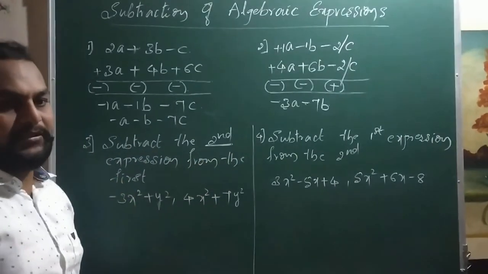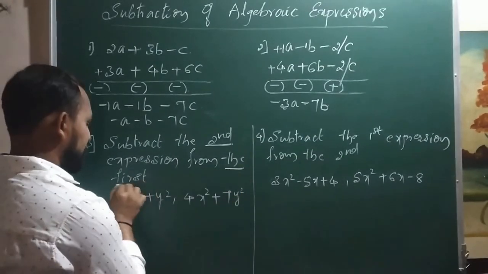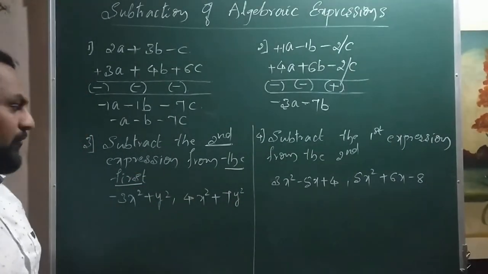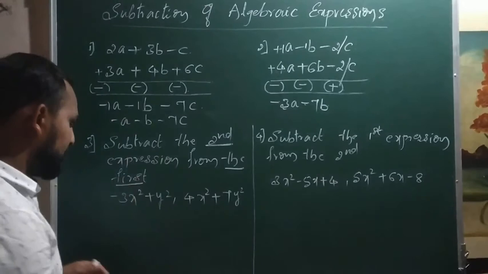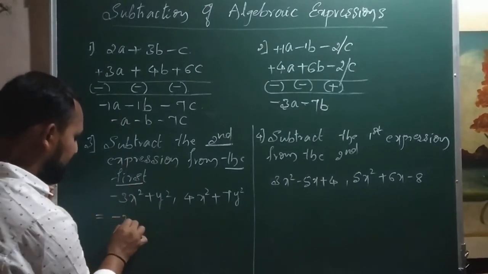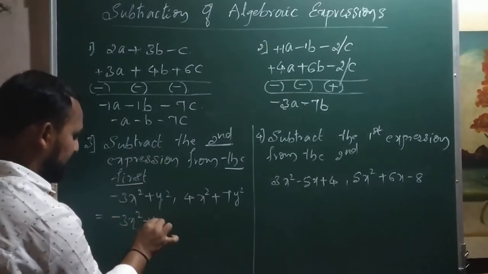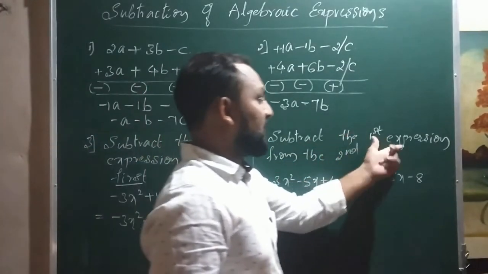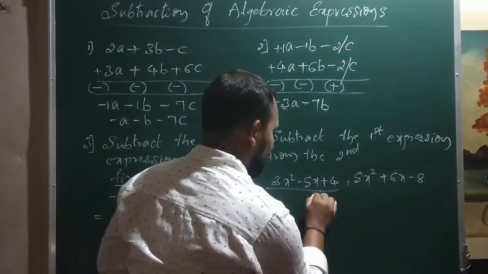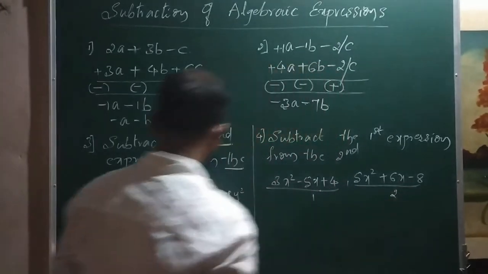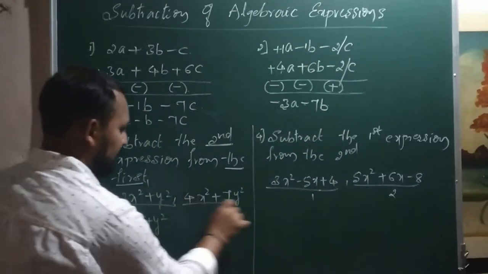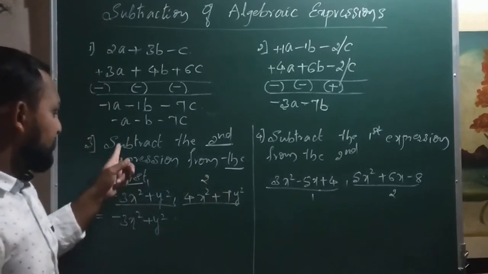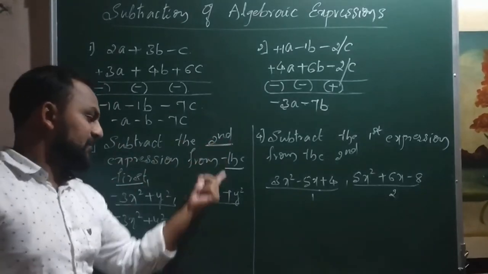The third one: subtract the second expression from the first. After 'from' comes the first expression, so write the first expression. Here is the first expression, and here is the second expression. Subtract the second expression from the first.